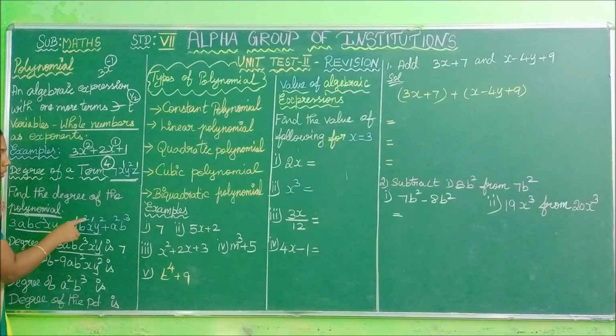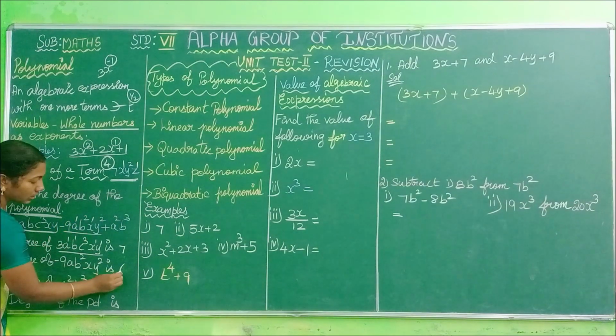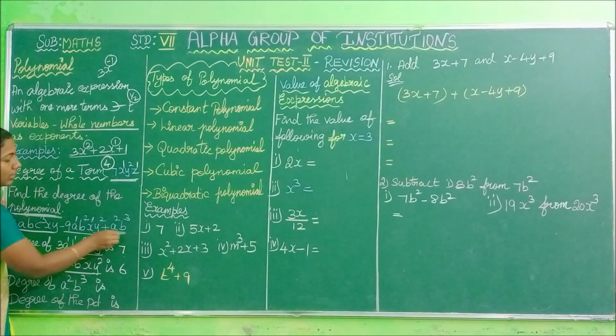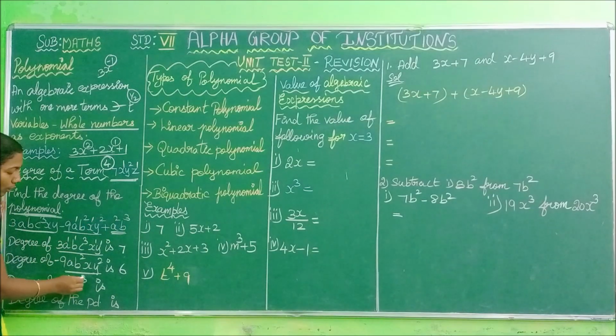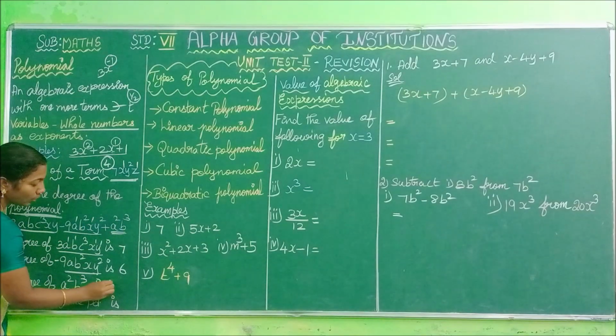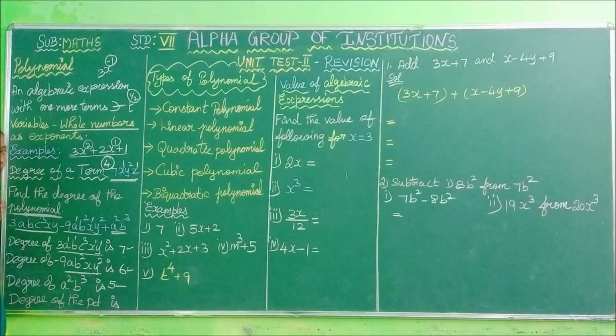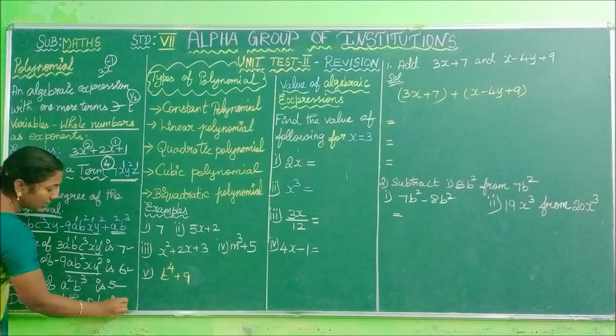Add the values: 1 plus 2 is 3, 3 plus 1 is 4, 4 plus 2 is 6. So the degree of the next term is 6. What is the degree of the next term, a power 2 b cube? You have to add 2 with 3, which is 5. So among the three values 7, 6, 5, which is the highest? 7. So the degree of the given polynomial is 7.